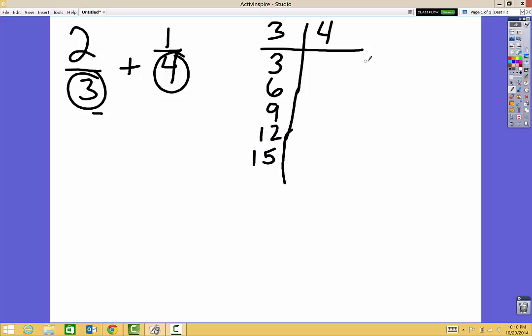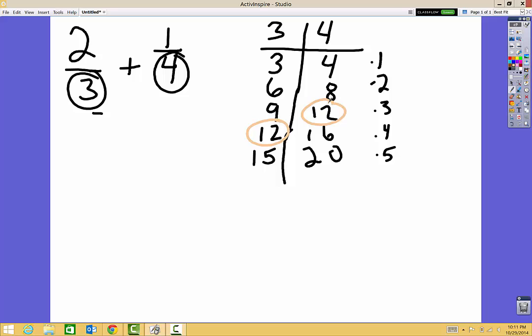I'm going to do the same thing over here. 4 times 1, that is 4. If I multiply it times 2, that is 8. 4 times 3, that's 12. 4 times 4 is 16, and 4 times 5 is, of course, 20. And I look and I say, where are my least common multiples? Well, I see a common multiple here on each side, so it looks like it's going to be 12.